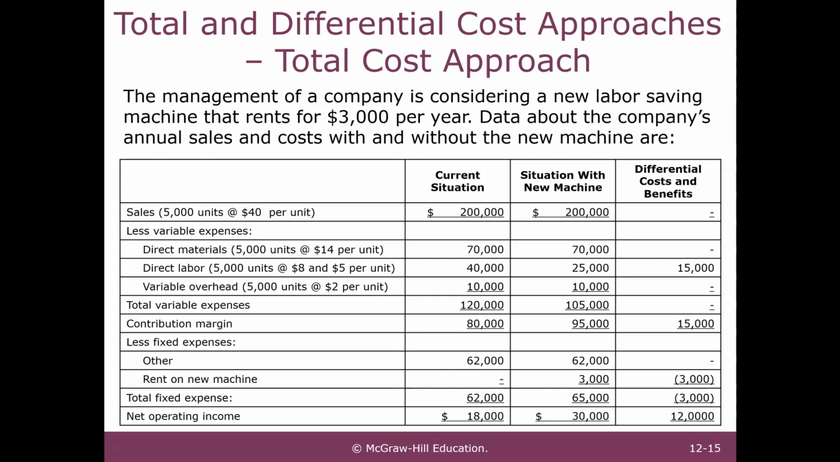Looking at the fixed expenses, we're still going to have the $62,000 of fixed expenses. So again, there is no differential cost or benefit. The other fixed expense is the rent on the new machine, which is $3,000. We have 0 under the current situation, $3,000 under the new situation, which is a differential cost of $3,000. We will incur $3,000 more in fixed expenses if we go to the new machine.